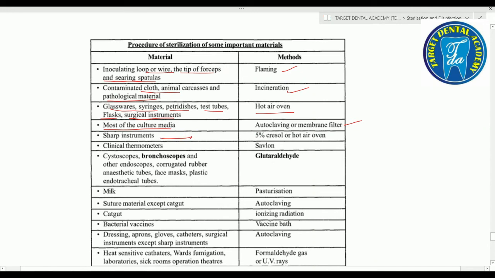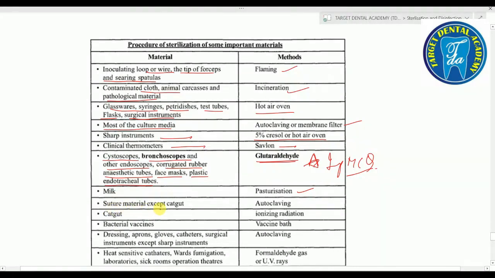The sharp instruments are sterilized by 5% cresol or the hot air oven. The clinical thermometers are sterilized by Savlon. The cystoscopes, bronchoscopes and other endoscopes, corrugated rubber, anesthetic tubes, face mask, plastic endotracheal tubes are sterilized with the help of glutaraldehyde. Very important MCQ. Fine. Milk gets sterilized with the method of pasteurization.